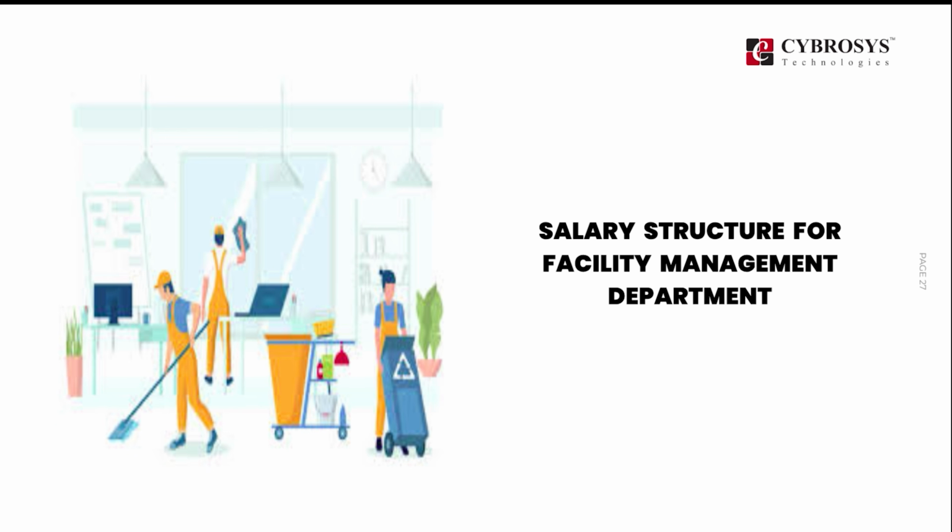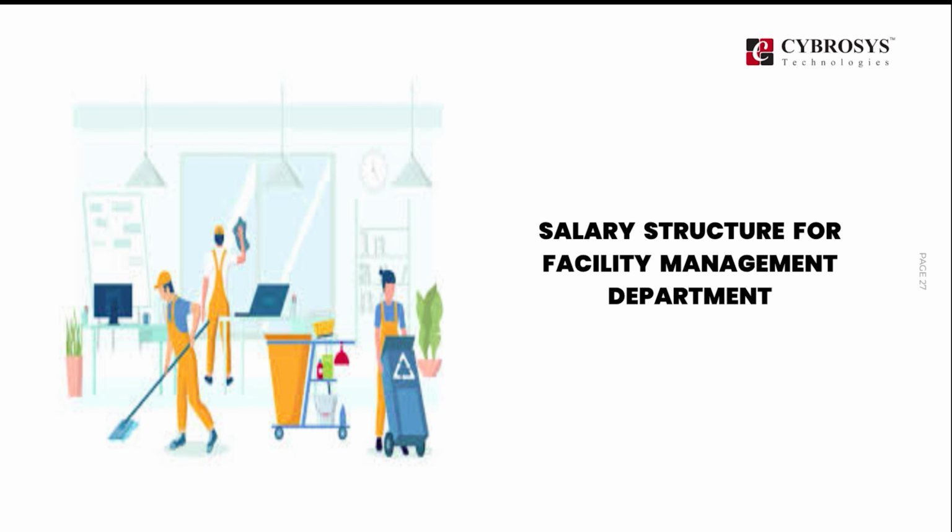The third department is the Facility Management Department. So let's check the salary structure for the Facility Management Department. Facility Management Services encompasses the processes and the support functions needed to maintain a company's physical environment and ensure it efficiently supports its operations. Facility employees are responsible for keeping buildings properly maintained, clean and safe.